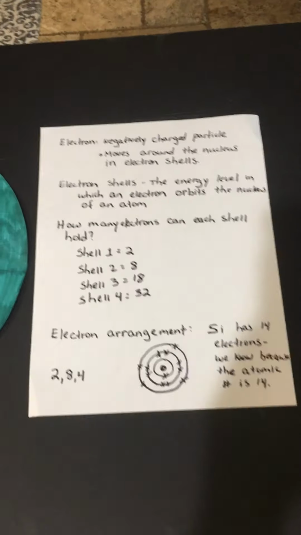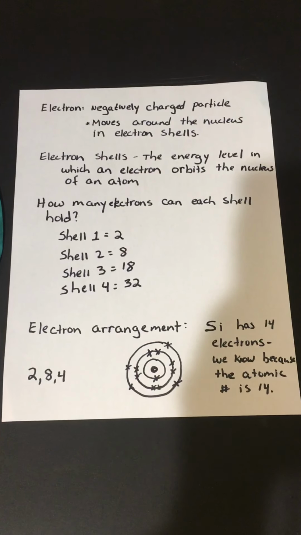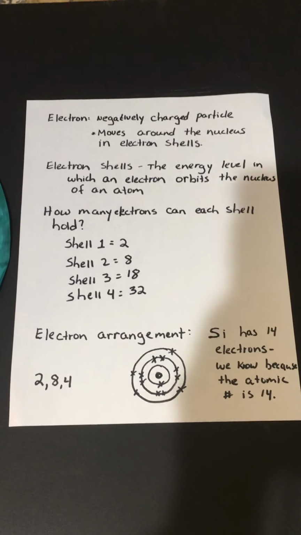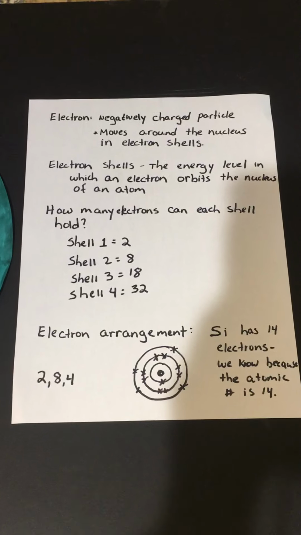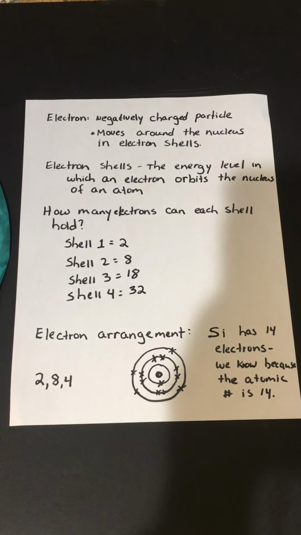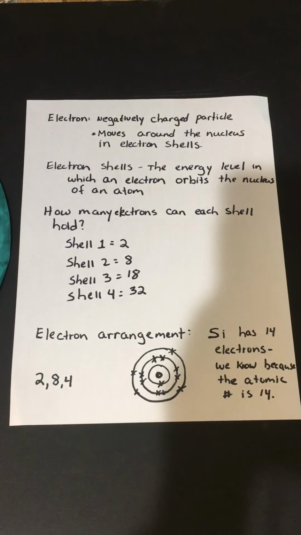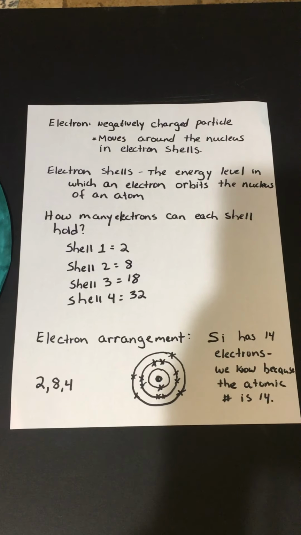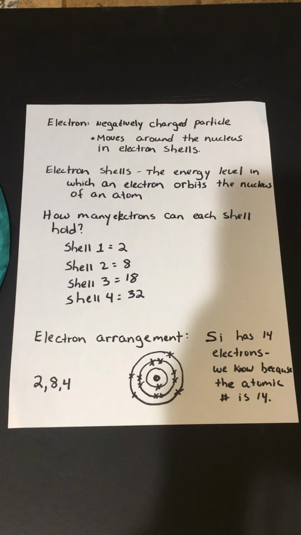This is Mr. Gall, and today we're going to be talking a little bit about electrons and electron arrangements. So, the first thing that we need to know is what is an electron? An electron is a negatively charged particle, and it moves around the nucleus in something that's called an electron shell. Electron shells are the energy level in which an electron orbits the nucleus of an atom.